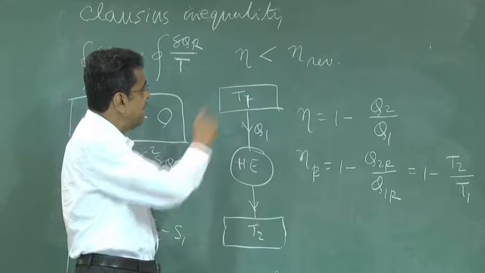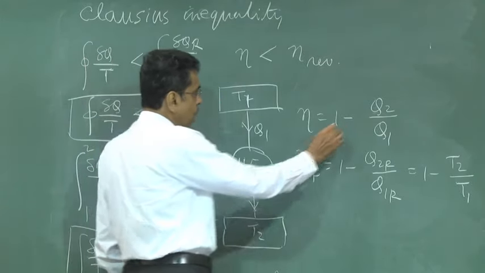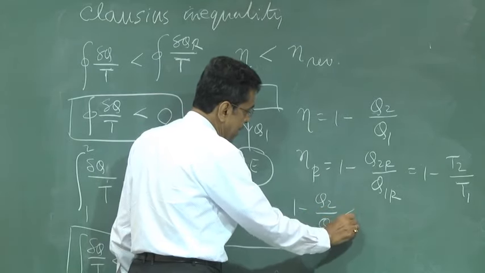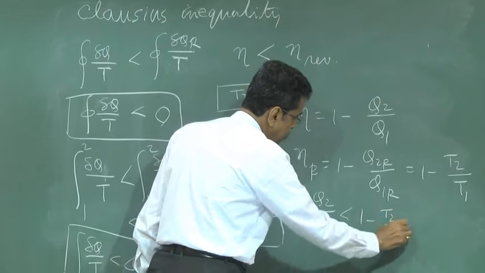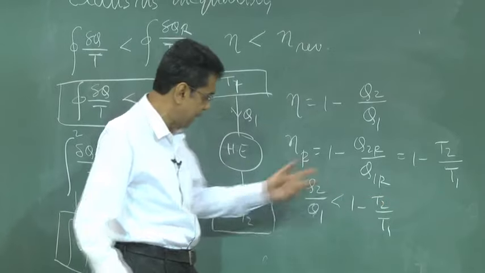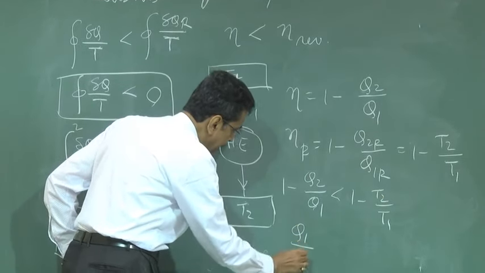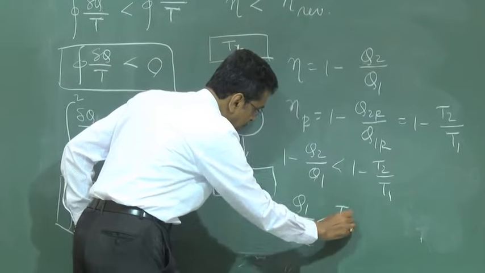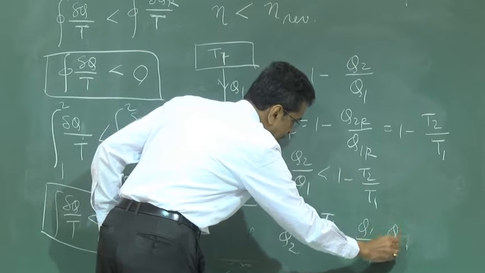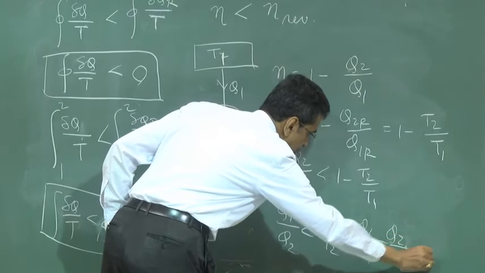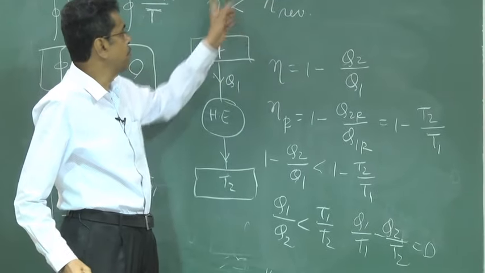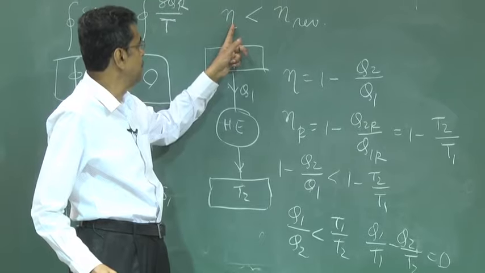So since eta is less than eta reversible, that means 1 minus Q2 by Q1 is less than 1 minus T2 by T1. That means Q2 by Q1 is greater than T2 by T1, and again we can write Q1 by Q2 is less than T1 by T2, which gives Q1 by T1 minus Q2 by T2 less than 0. So you see the proof is that simple.